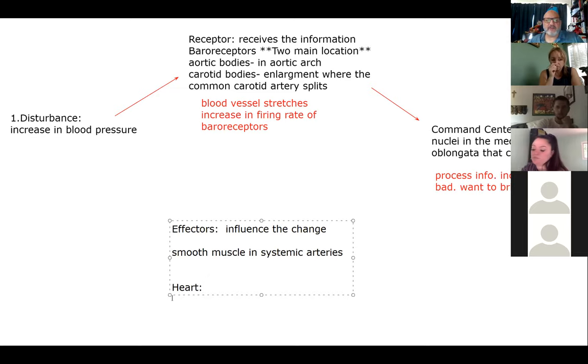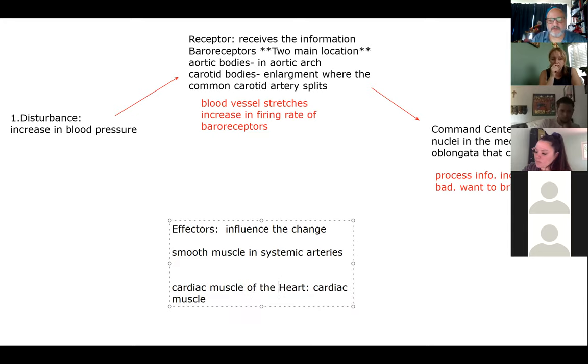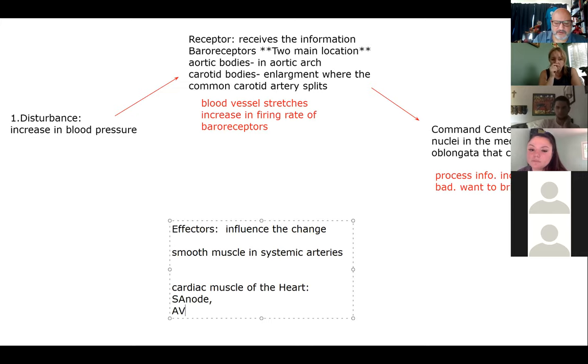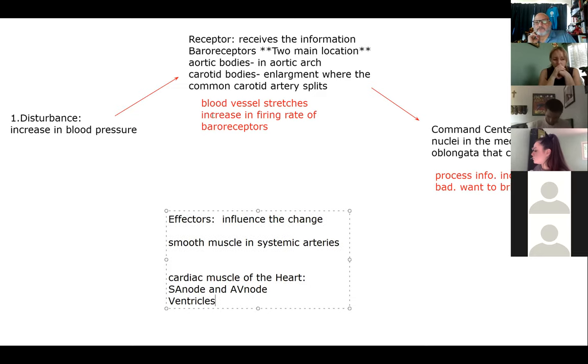Right, so we're going to do the smooth muscle, and more specifically, in the heart, it is the cardiac muscle. All right, so the cardiac muscle of the heart. Actually, let's be consistent. Cardiac muscle of the heart. Excellent. But you are also right, the SA node, the AV node, and potentially the ventricles. All right. Excellent.